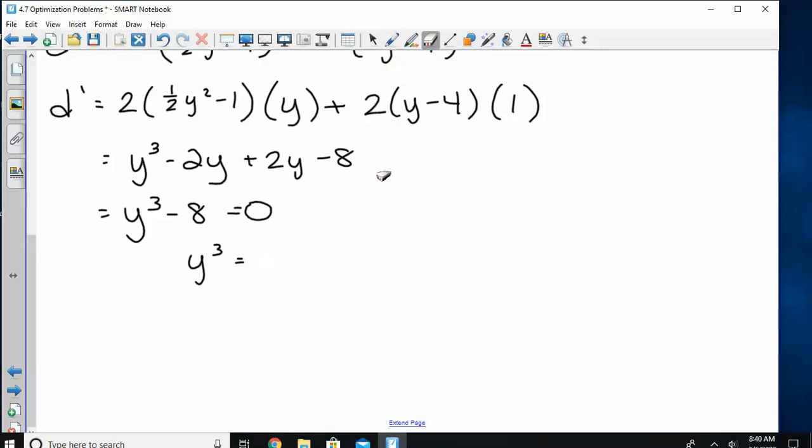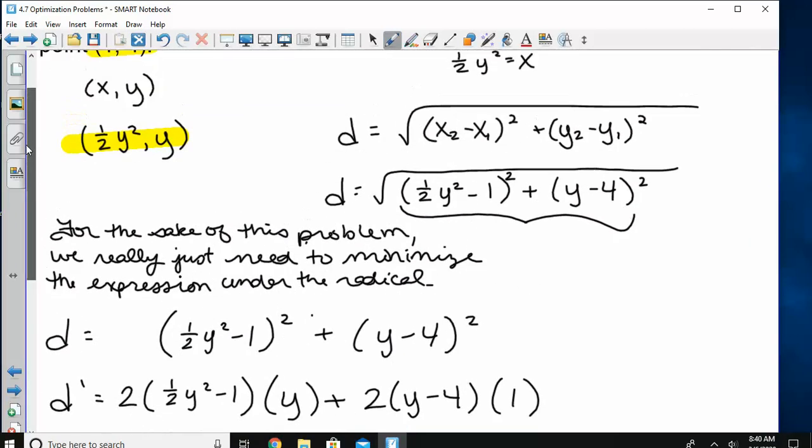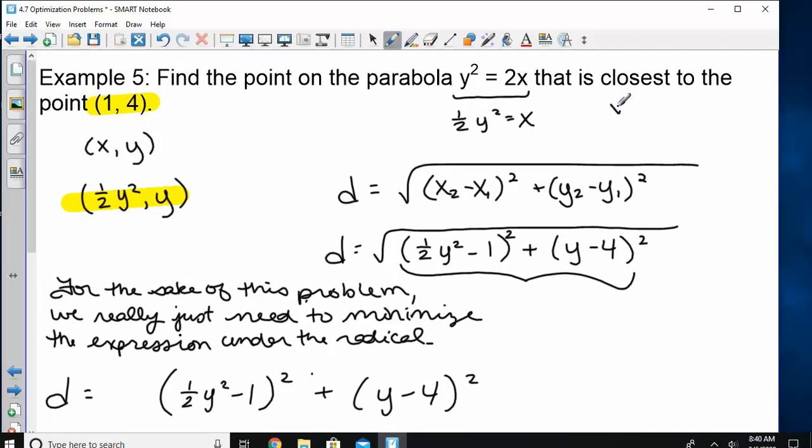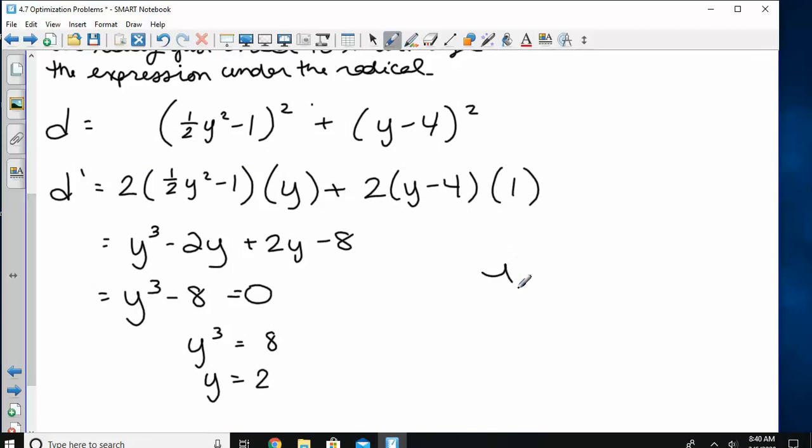So add over your 8. Cube root, so y is 2. Okay, how do I find my x? Plug it in. We know that x is 1/2 y squared, so 1/2 times 2 squared is 2. So the point is 2, 2.